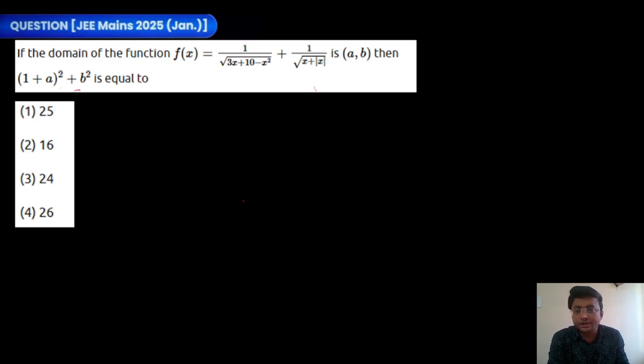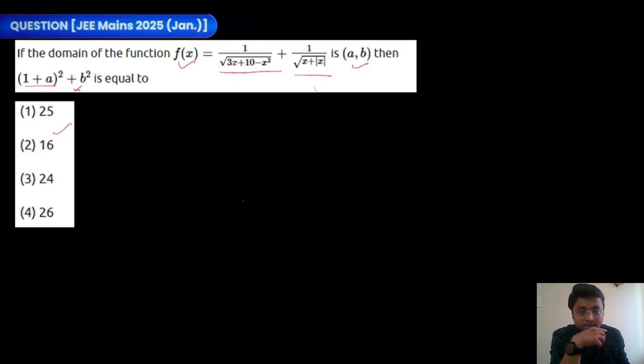You can see on your screen. Your question is, if the domain of this function, which is given as a square root function, and here it is also, is (a, b), then you have to find the value of (1 + a) squared + b squared. The options are also given, right?